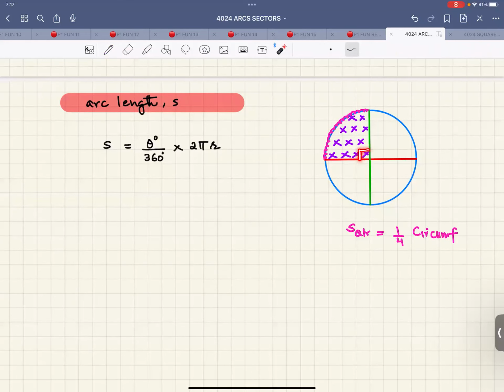So what is the angle over here? The angle over here is 90 degrees. 90 over 360, that's 1 by 4. That's how you get this.